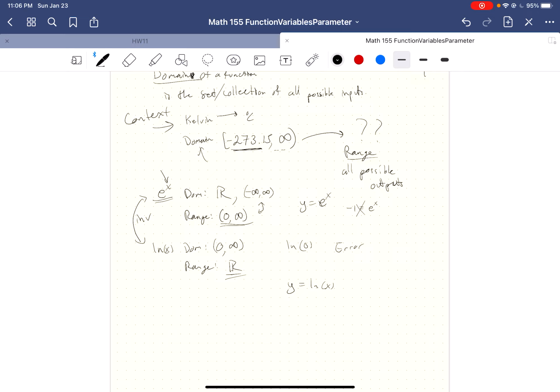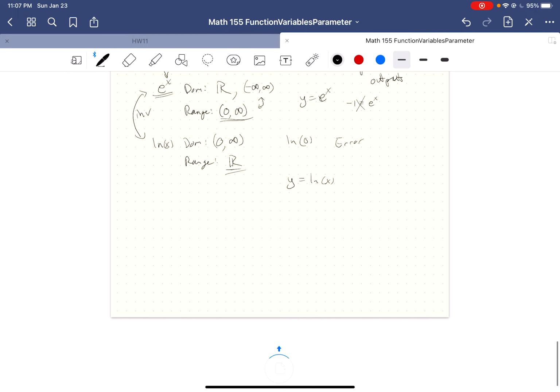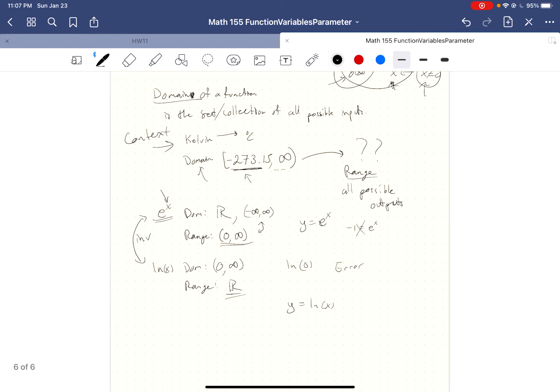Okay, I remembered from high school chemistry that Kelvin only goes so far negative, and I think this is as far as it goes, but I didn't look it up ahead of time. But you could also have to determine domain using mathematics.